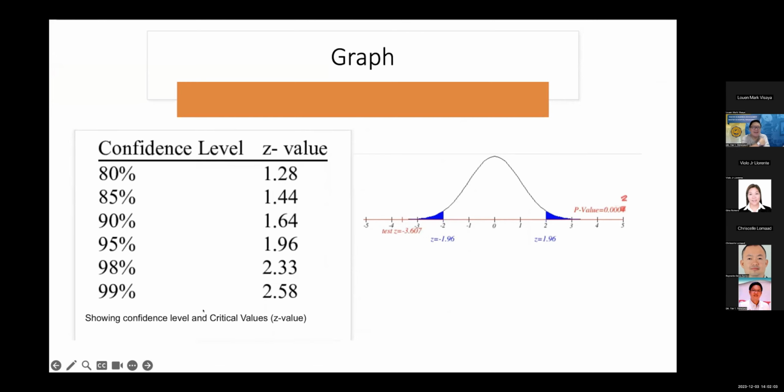Okay, so it seems that the critical value equivalent to 95% is constant. Right? You will see 1.96, so you don't need to compute for that if you want to memorize it. What you have to compute is the Z-score of your test. That is more important.